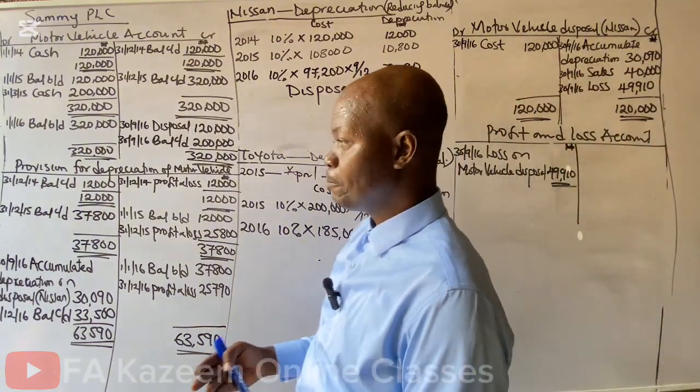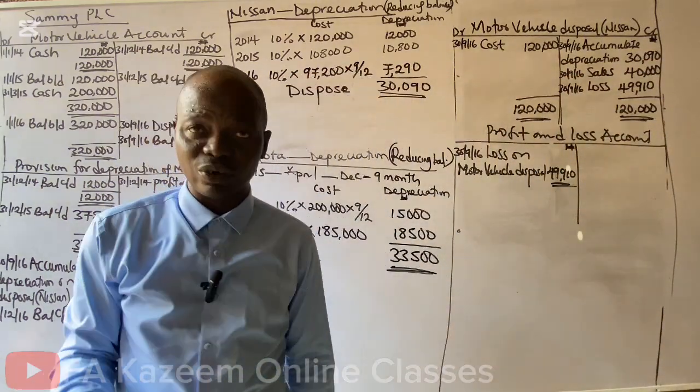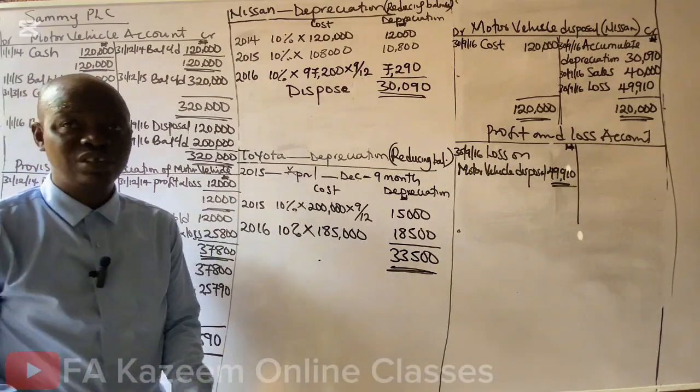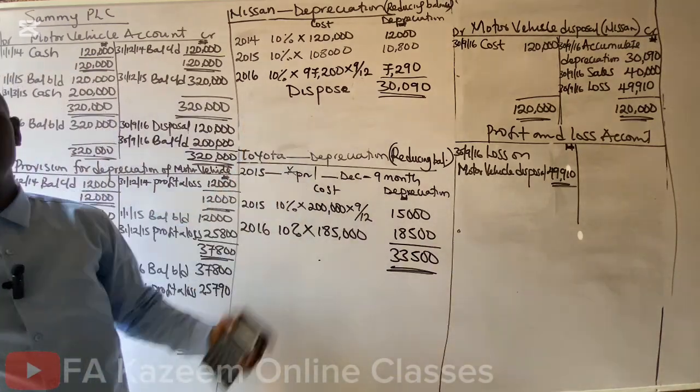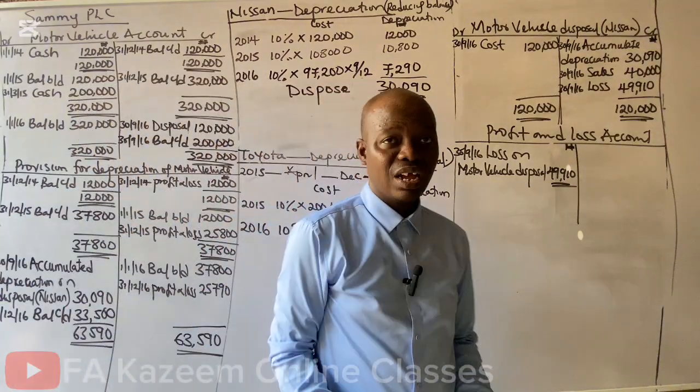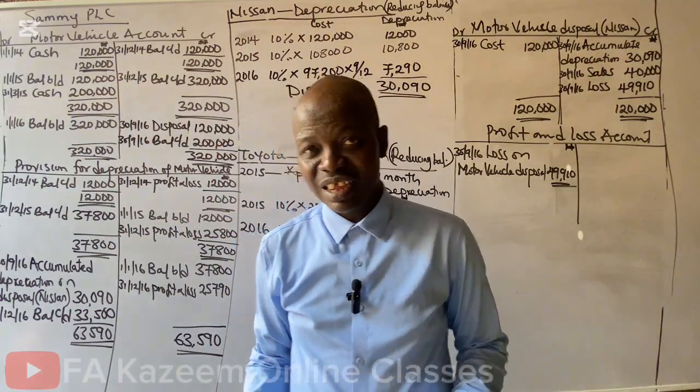We have also learned how to use straight line method from the first illustration. And from the second illustration, we have learned how to use reducing balance method under a disposal of non-current asset.